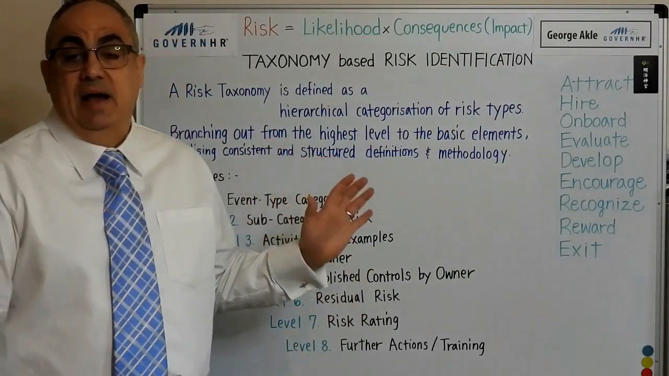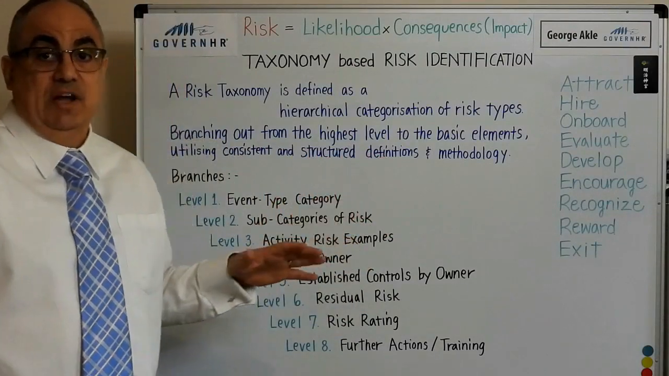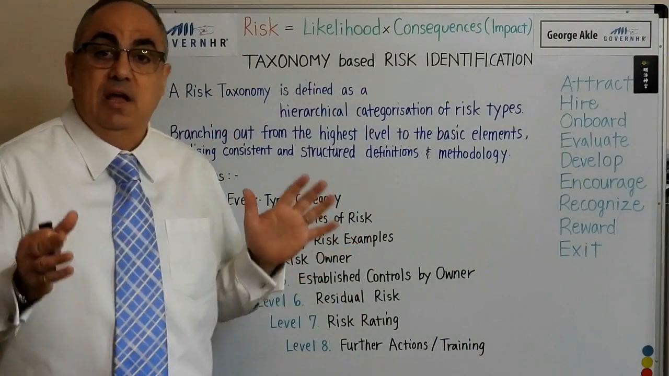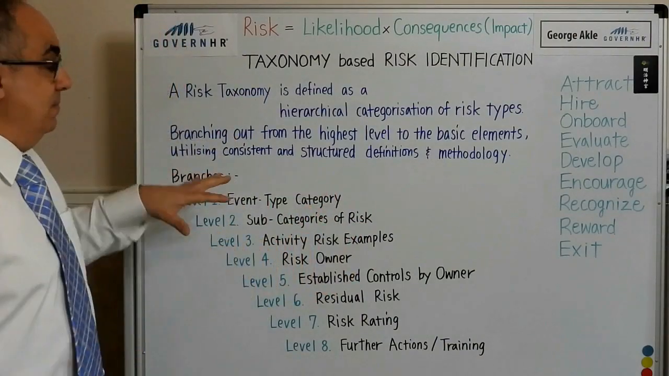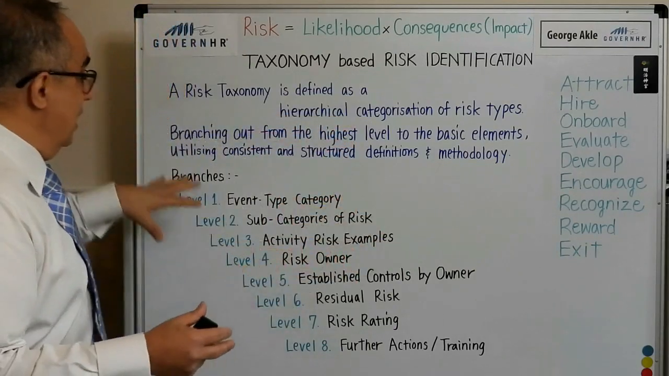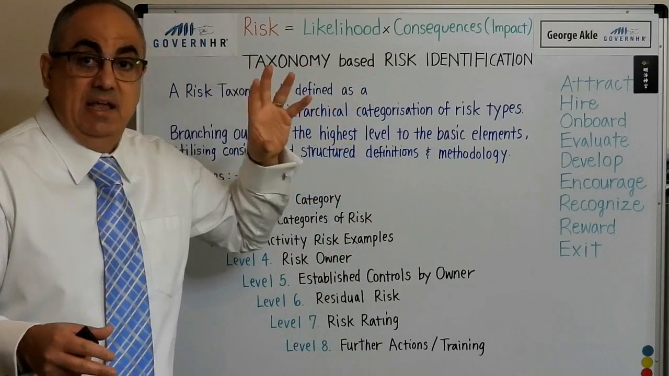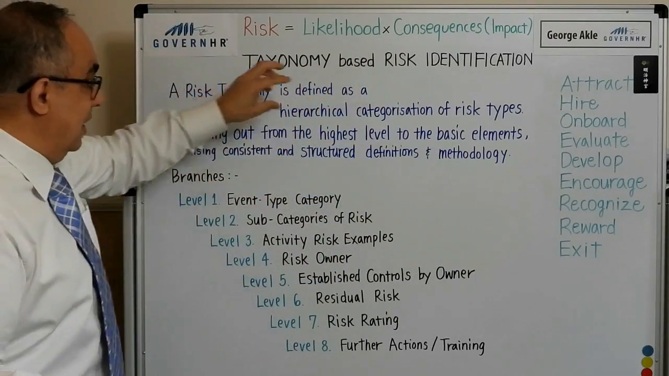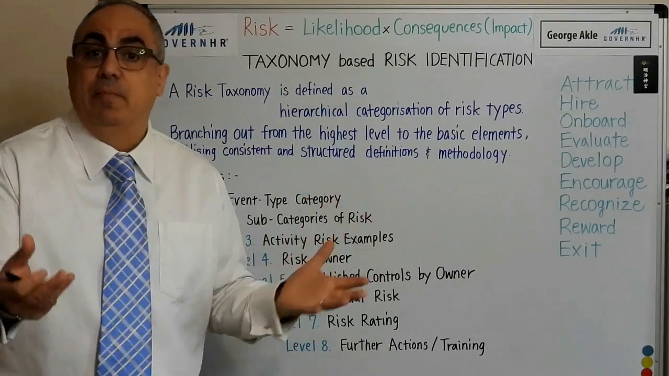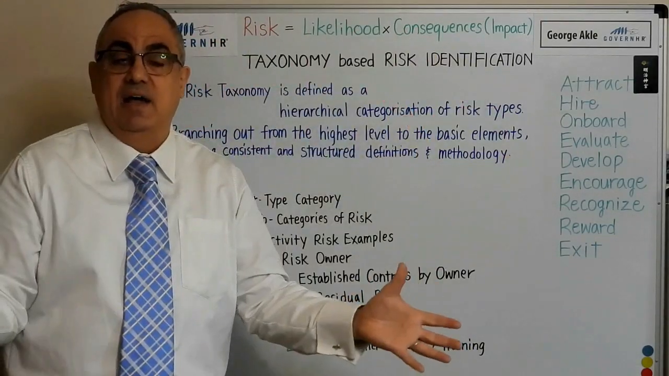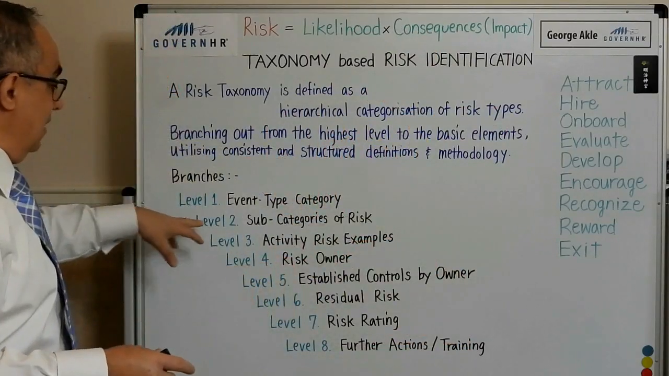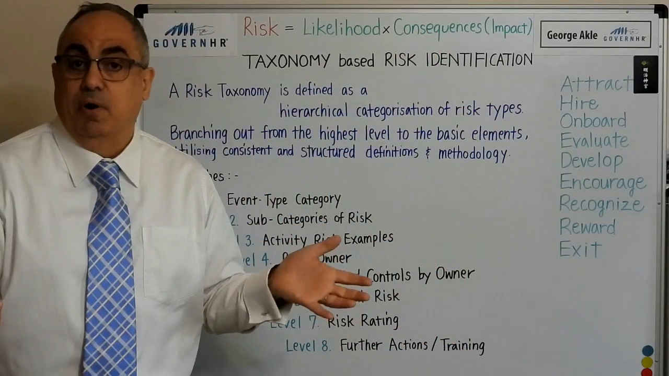Today we'll be continuing our series on risks within HR, and we'll be introducing a taxonomy-based risk identification methodology. Essentially, a risk taxonomy is defined as a hierarchical categorization of your risk types. So it's very important to get that into your mind, understand where that's coming from. So we will start, for example, level 1 being employment practices as an entire heading for employee life cycle, for example. A subcategory could be the hiring process.